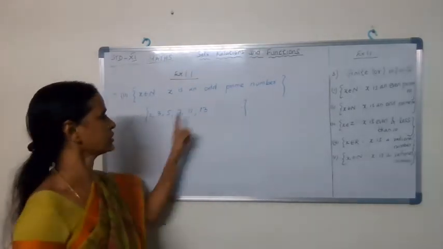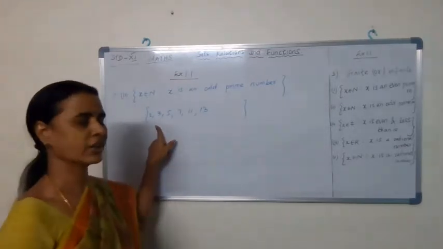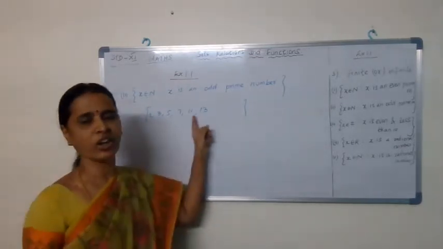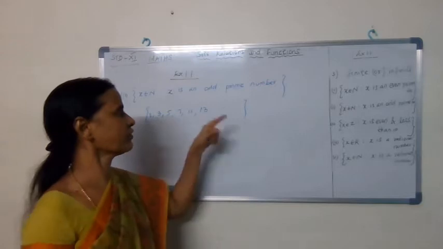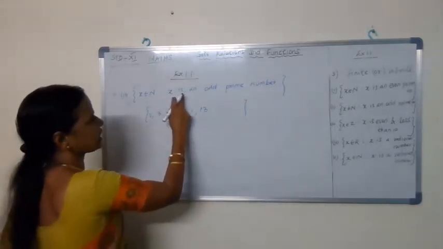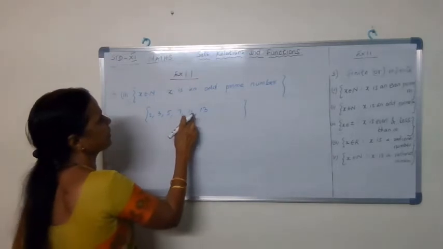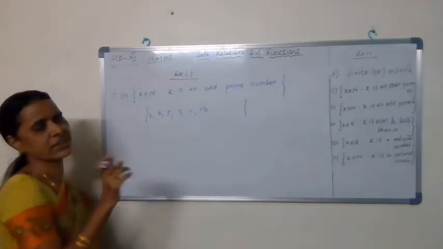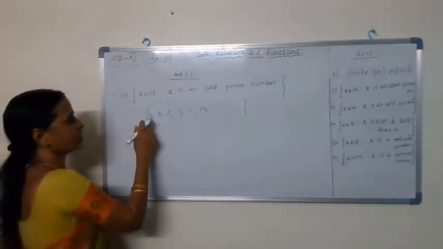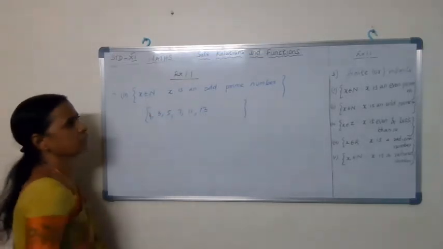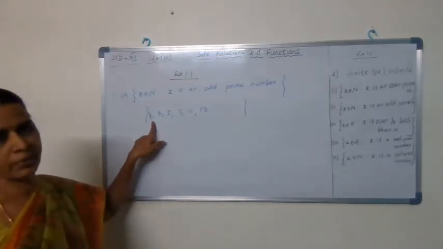Is the set of prime numbers a finite set or an infinite set? Infinite. Why? Because you have uncountable values, so it is called an infinite set. But here X is an odd prime number: 3, 5, 7, 11, 13. Only 2 is an even prime number. Therefore, we have to cut 2, because 2 is an even prime number.